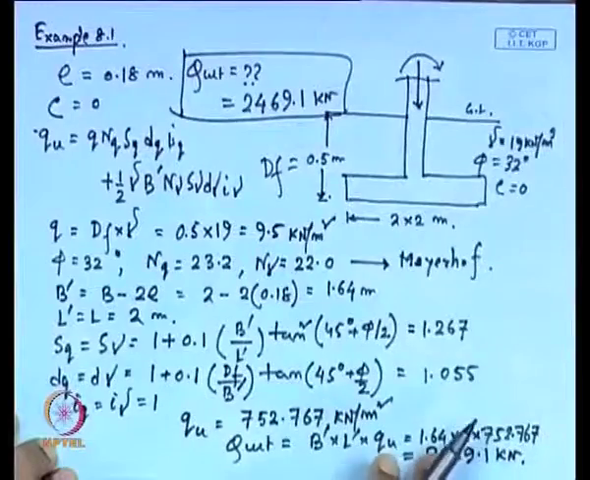In the next class I will discuss, now that this is for eccentric loading, what happens if it is a layered soil, because up to this point I have discussed that all the soil conditions are homogeneous. If it is a layered soil, how to calculate the bearing capacity, and if it is on a slope, how to calculate the bearing capacity; those things I will discuss in the next class.